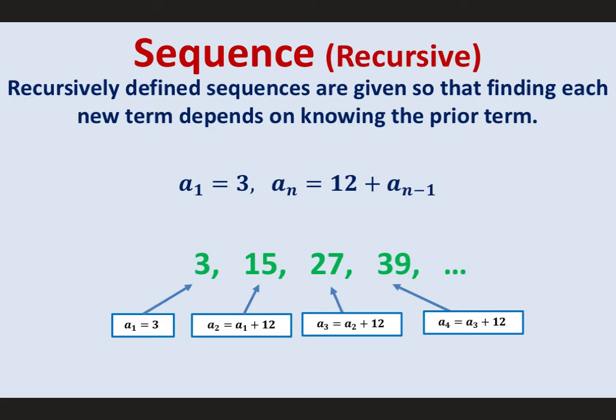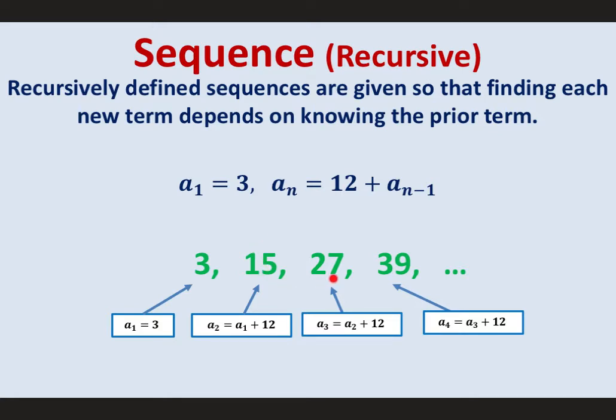So for this example here, A1 is 3. They give us the first term. A2 is the 3 plus 12. So it's the term before plus 12. So 3 plus 12 is 15. Then the next term, we use the previous term.